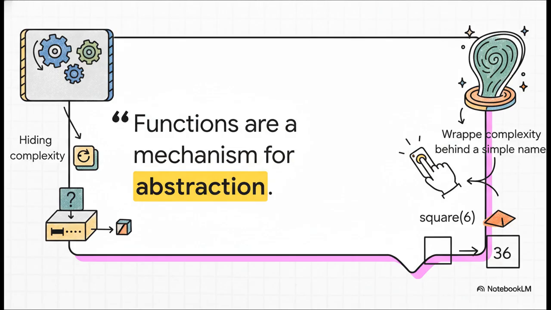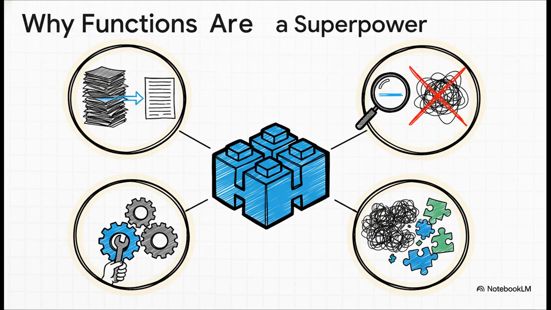That's abstraction. So let's do a quick recap. Why is this such a game changer? Well, you write less code, which is always a win. Your code becomes way easier to read because a good function name tells you exactly what it does. Fixing bugs becomes so much simpler, and maybe the most important thing of all, they let you take a giant, scary problem and break it down into small, bite-sized pieces that you can actually solve one at a time.